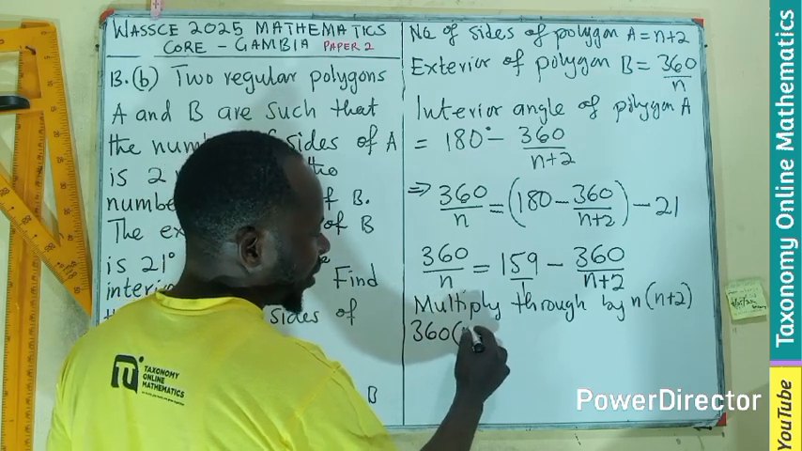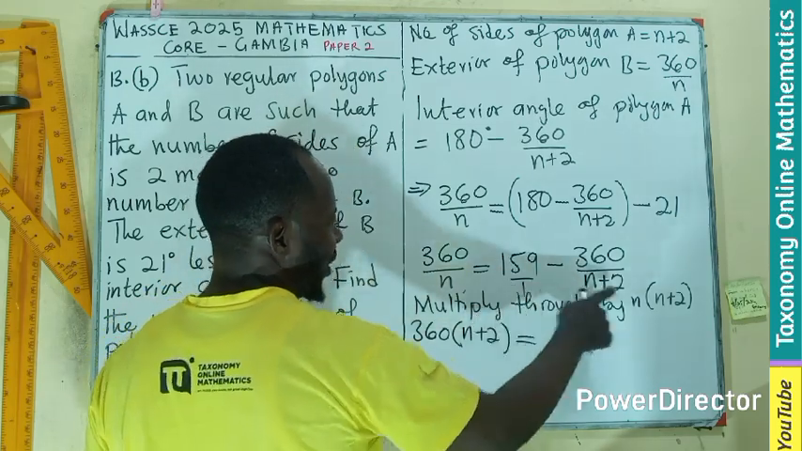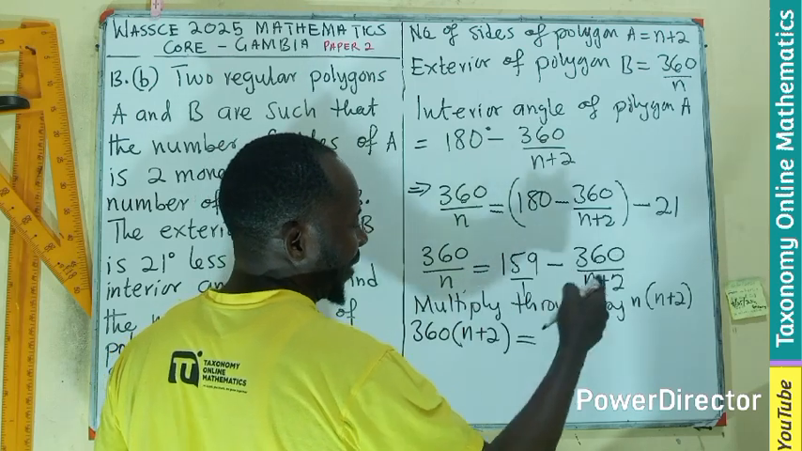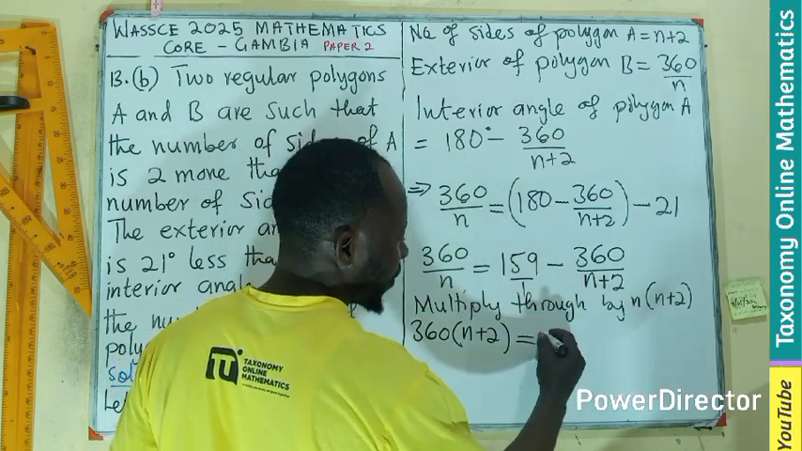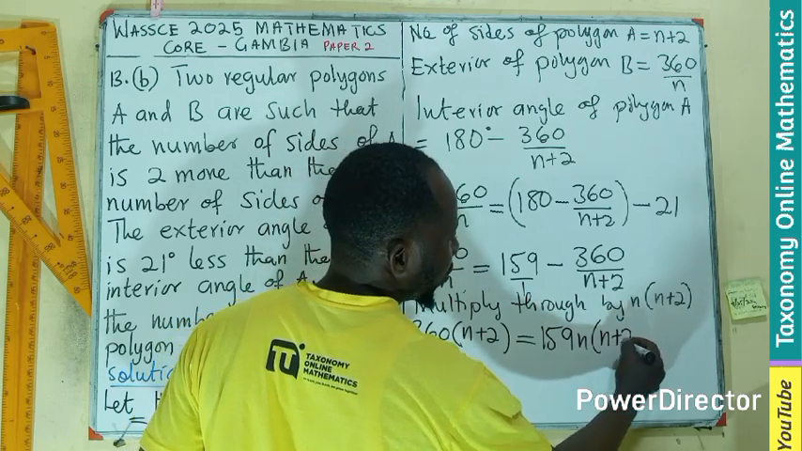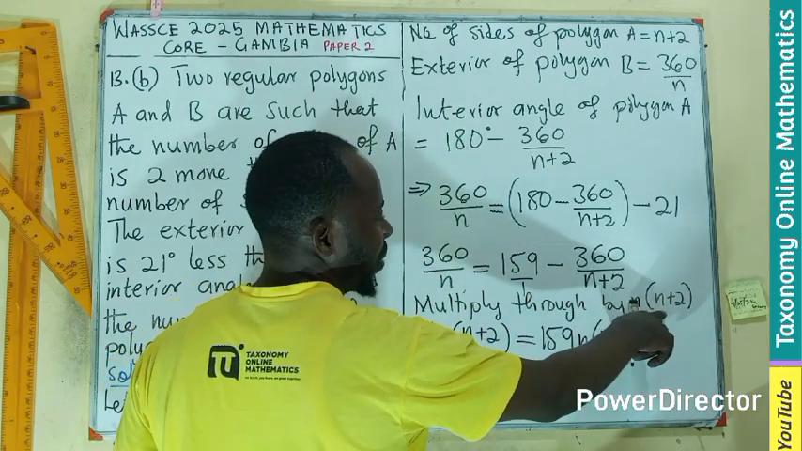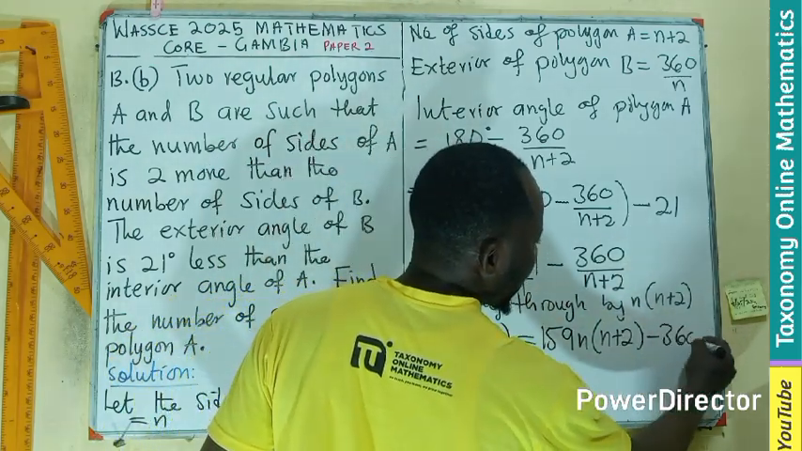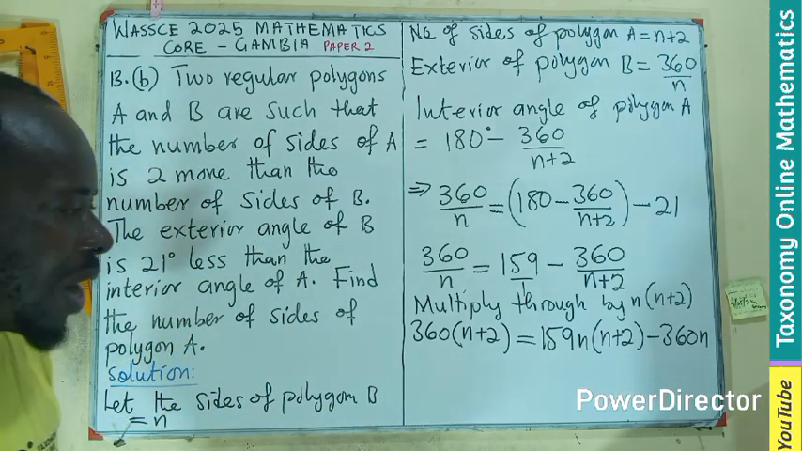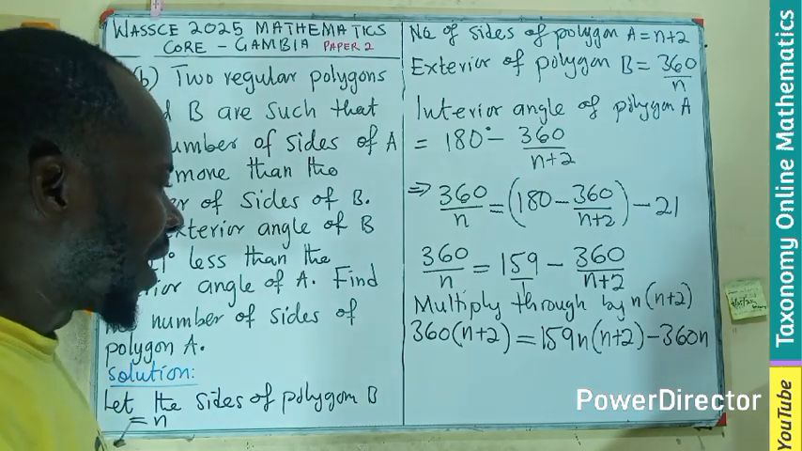360 times n plus 2 equals 2. When you multiply 1 times this, 1 going into this is the same, so it's going to multiply this as a whole. So 159 times n, 159n multiplying n plus 2, plus, I think this will be minus, right? This will cancel the bracket, remaining 360 times n. So this becomes the linear equation without the fraction, which now involves a bracket. We need to expand that bracket.